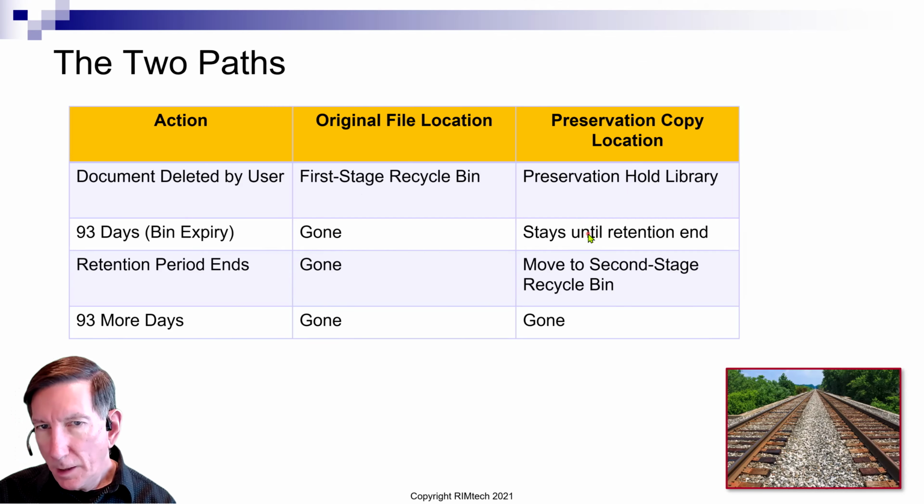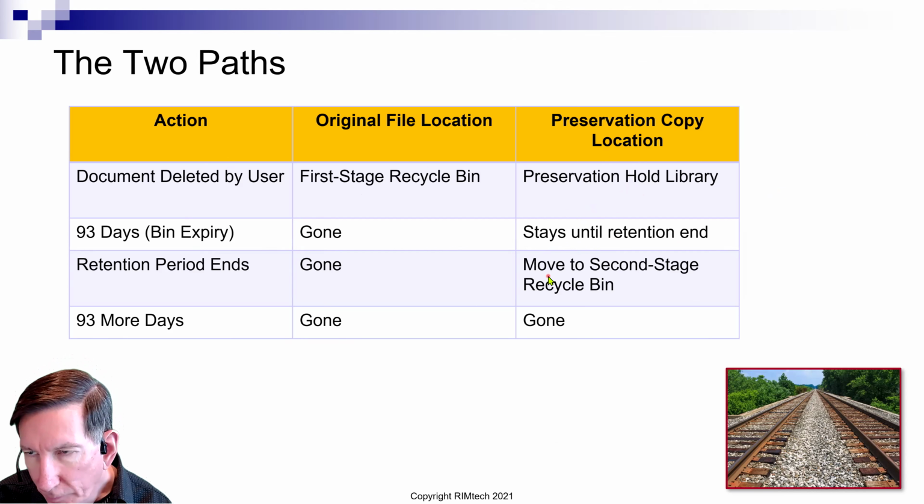Then, 93 days after that, the retention period doesn't affect the copy in the Preservation Hold Library. It doesn't affect it at all. It just sits there until the end of the retention period, which could be 10, 15, 20 years. And when that period is over, then it moves to the second stage recycle bin plus 93 days, and then it's gone. Okay.